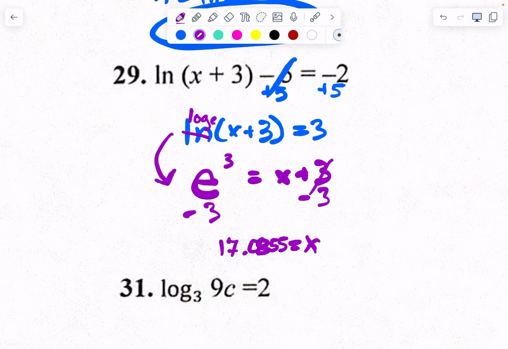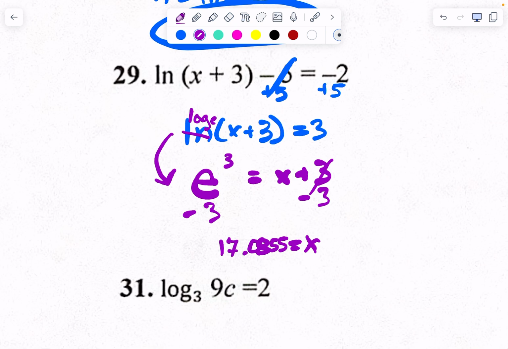Wait, pause. I'm not there yet. Oh, shucks, I did that wrong. ln of x plus 3 equals 3. That's where you're at right now. Now I said ln is log base e, right? So e to the third equals x plus 3, and then you do the math.